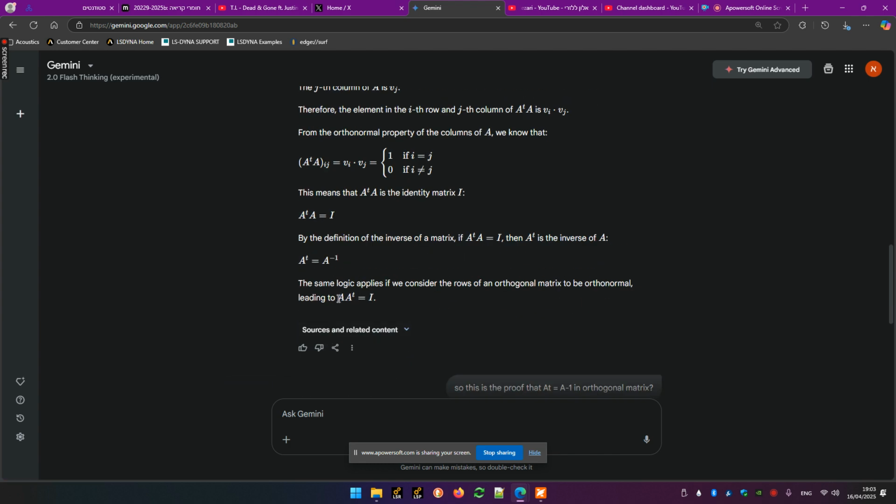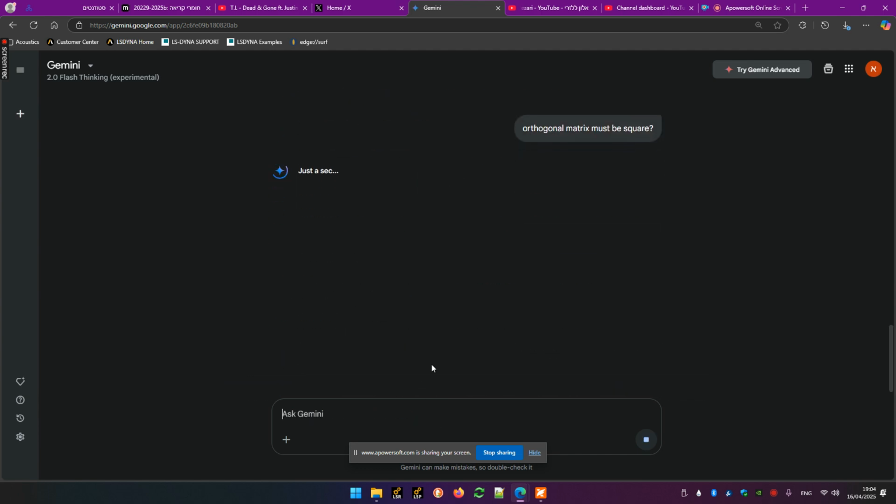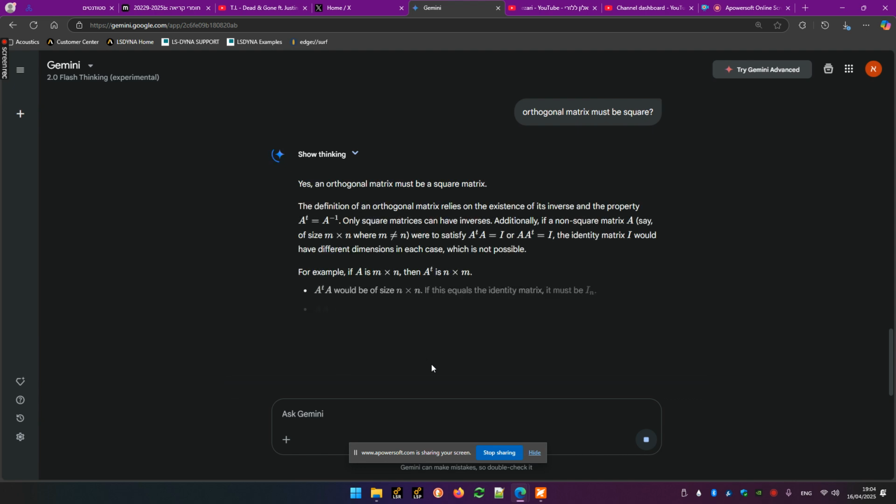And you could look at it as well for A A transpose or A transpose A. It will work the same. So it doesn't matter if you take A transpose and multiply by A or A and A transpose. I mean, usually in matrix multiplication, if it's multiplication from the left or the right, it does matter. But here we get the same, from the same calculation, the same idea. Now, orthogonal matrix must be a square matrix.